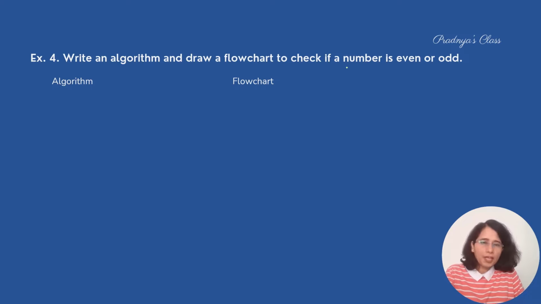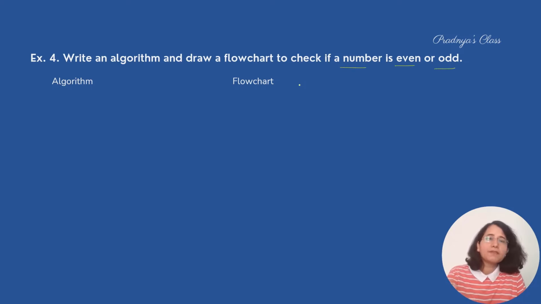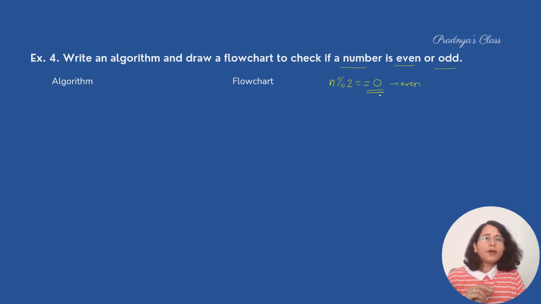Okay, let's take one more example based on decision making. Here we have to check whether the number is even or odd. You know how to find out whether a number is even or odd. The number which is completely divisible by 2 is an even number, otherwise it will be an odd number. And for finding the remainder, we use the modulus operator. If any number is completely divisible by 2, meaning the modulus is equal to 0, it is an even number, or else it will be an odd number. The modulus operator gives us the remainder.